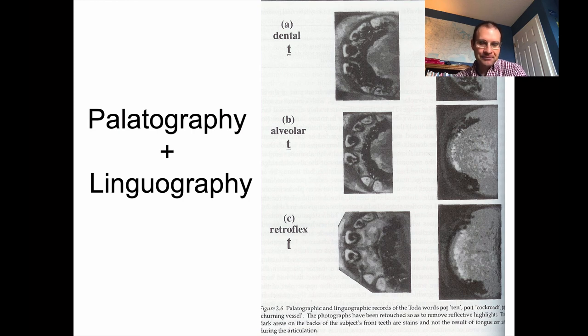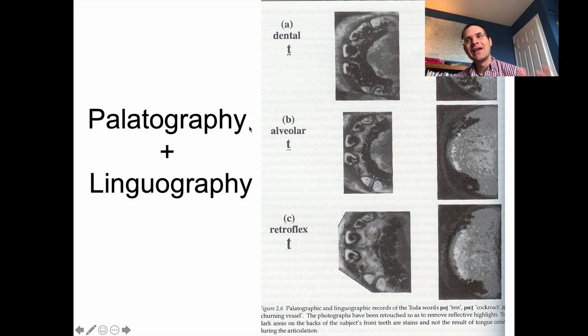And these are a few examples of how this works from a language called Toda, looking at three different places of articulation. And we do this every year in 441, and we're even going to do it this year somehow. Who knows? Even in our socially distanced world.